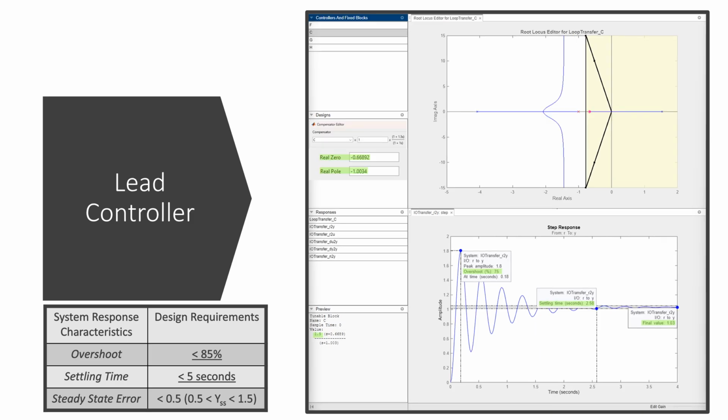In the lead controller, we can see that the system is still underdamped. And you can tell this is a lead controller because the added pole is further away from the origin than the added zero.